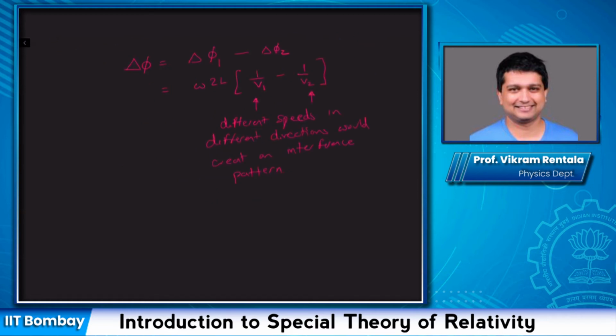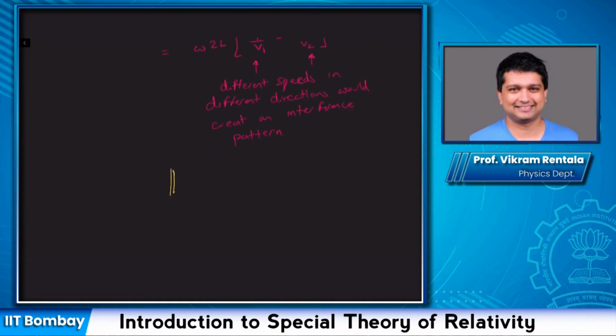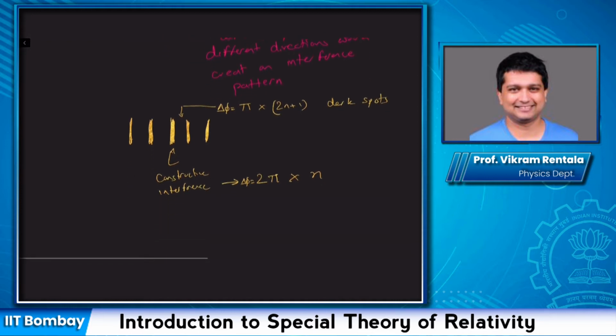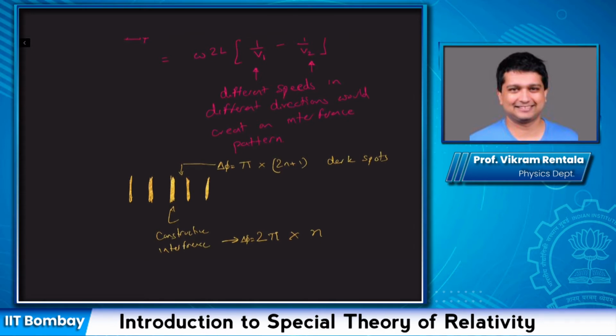So what this interference pattern would lead to would be things like this. You'd see bright spots, then dark spots, then bright spots, dark spots, bright spots, and dark spots, corresponding to constructive interference, where the phase difference was an integer multiple of 2 pi, and dark spots, which would correspond to where the phase difference was an odd multiple of pi. And this phase difference was purely speculated to arise from the fact that the speed of light must be different in different directions since we're drifting with respect to the ether.